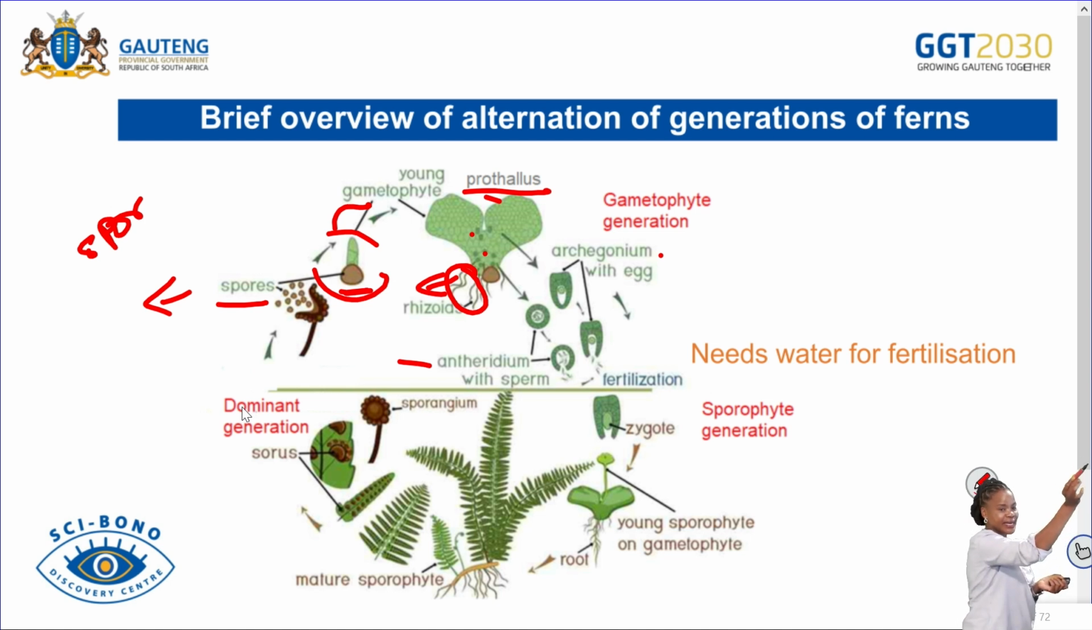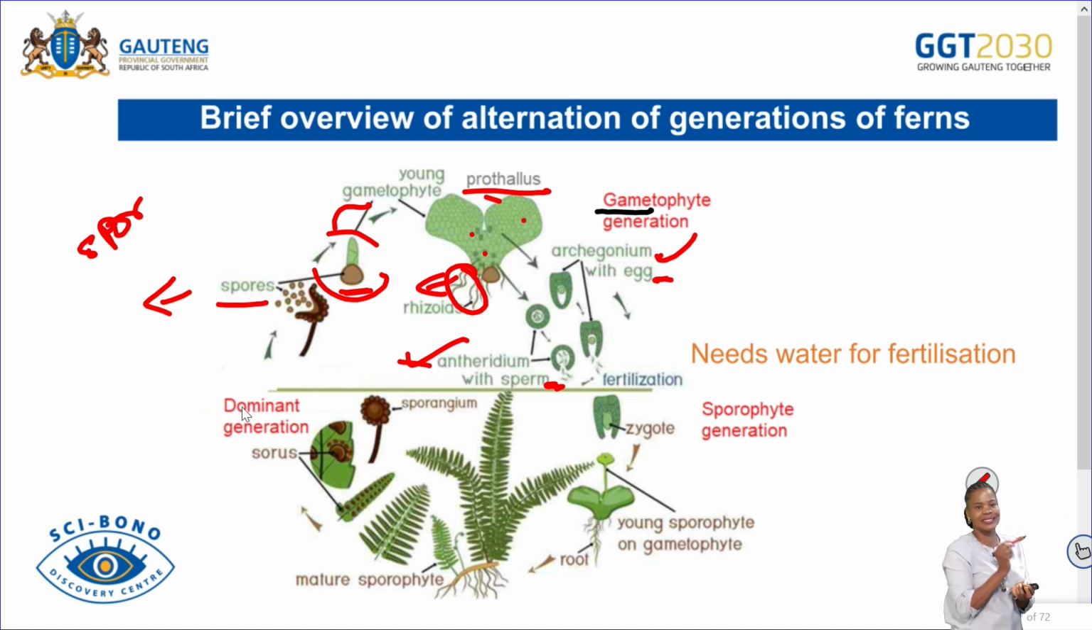So this part now is our gametophyte generation. Remember, why are we saying it is the gametophyte generation? Because it gives rise to, or releases, gametes. What are the female gametes? The female gametes are the archegonium. And what are the male gametes? The male gametes are the antheridium. What does the antheridium produce? It produces sperm. What does the archegonium produce? It produces the egg cell or the ovum. So these are the prothallus, and the prothallus is our gametophyte generation.